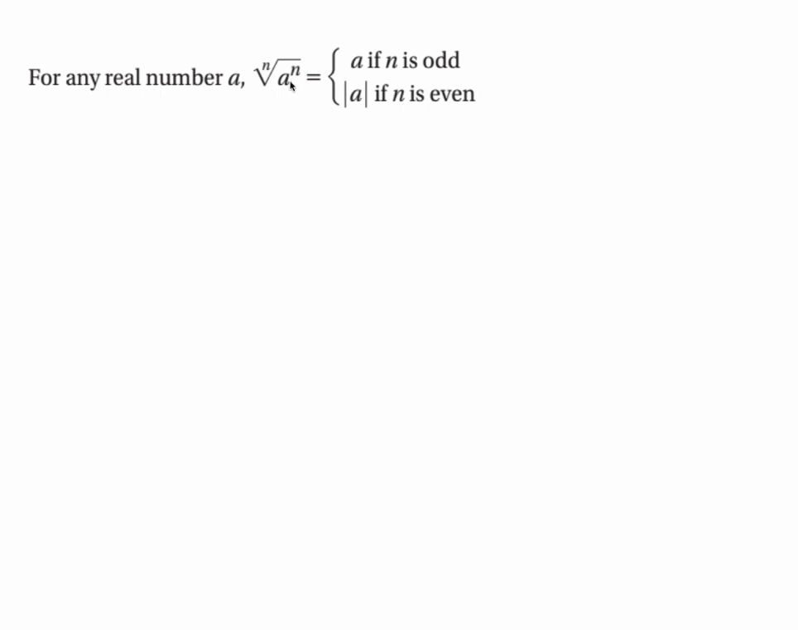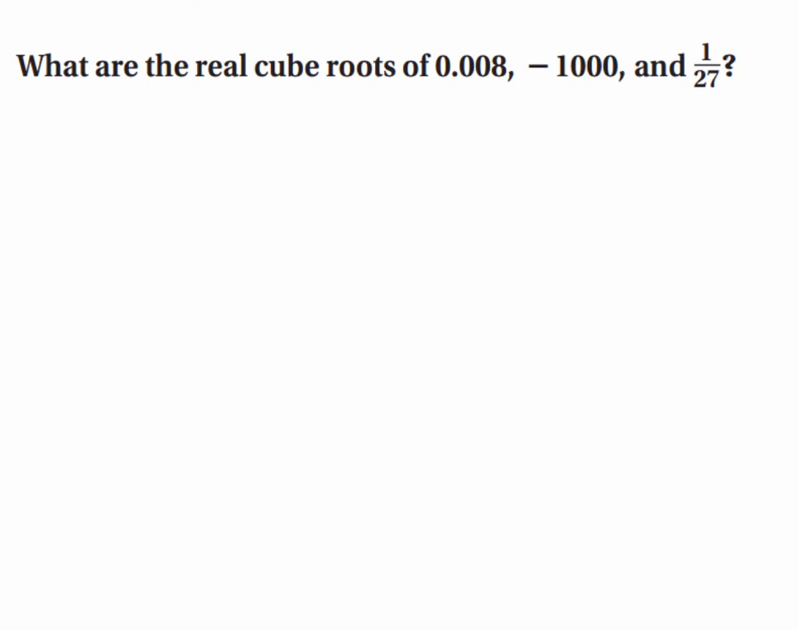So let's look at this. For any number a, the nth root of a to the n is just a when n is odd, and it's defined to be the absolute value of a when n is even. You want to pay attention to this because this is going to get you. So what are the real cube roots of these three numbers?